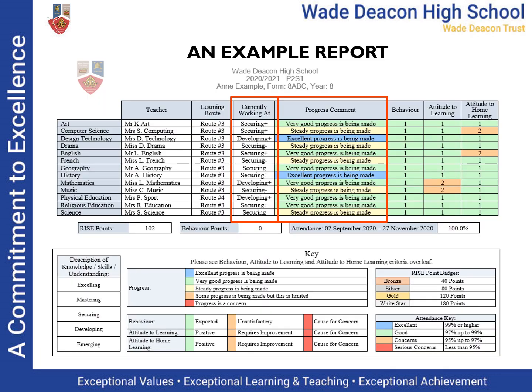An example report. When you receive your child's report, it will look like this. For each subject, each class teacher will use the body of work completed to report the threshold or assessment step your child is currently working at. The progress comment selected by the class teacher indicates how this compares to your child's target.